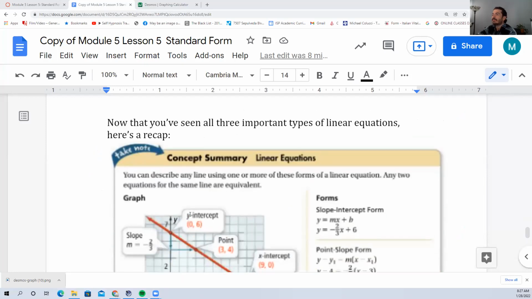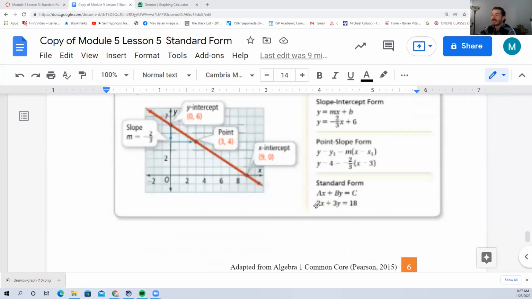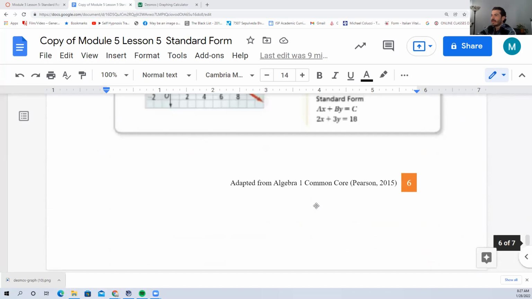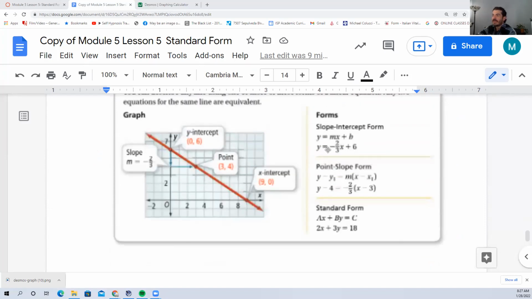Okay, now that you've seen all 3 important types of linear equations, here's a recap. Slope intercept mx plus b, point slope y minus y sub 1 equals, it looks like that's a minus sign, but that's meant to be an equal sign, m times x minus x sub 1. And then standard form ax plus by is equal to c. These 3 specific equations all represent the same line. They just look differently, and there's different reasons we might use this.